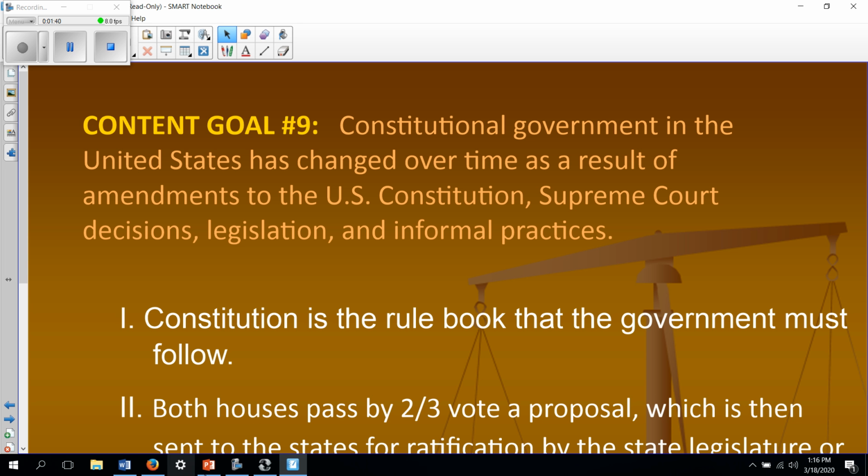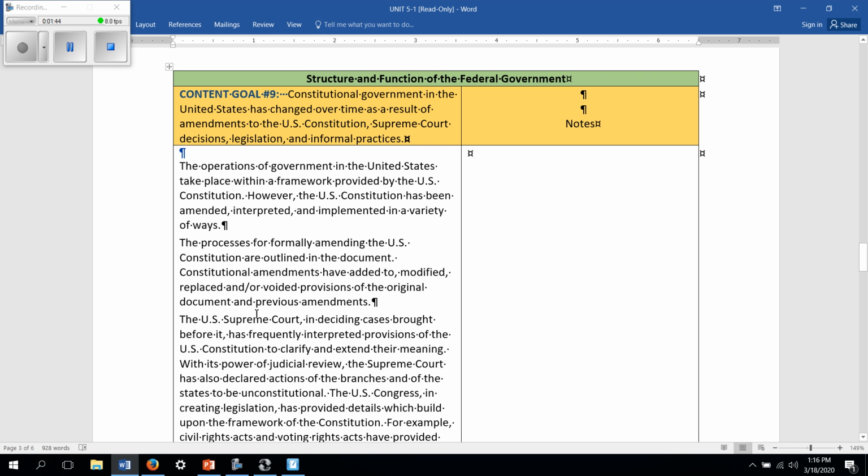All right, so back to that. That's basically what we're saying here, and that it can be amended. We've already seen that. Now, they are going to talk about the process. The process for formally amending the U.S. Constitution is outlined in the document. Constitutional amendments have added to, modified, replaced, and or voided provisions of the original document and previous amendments.